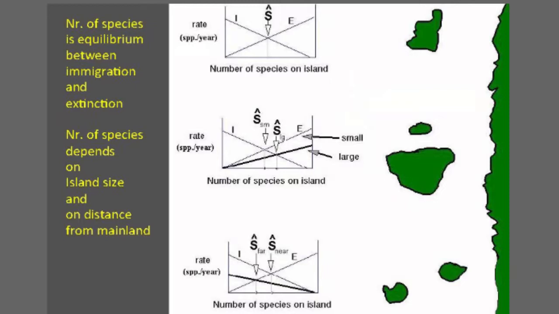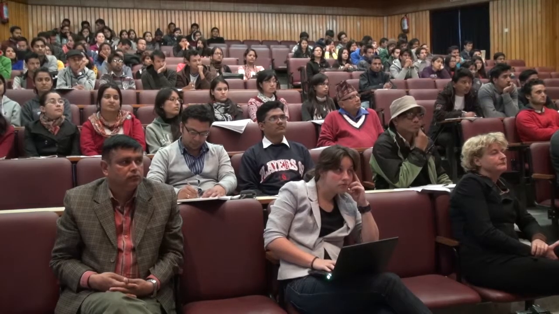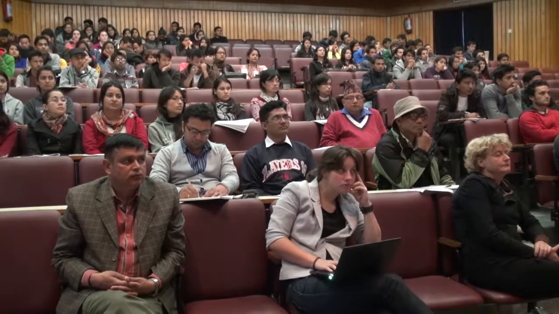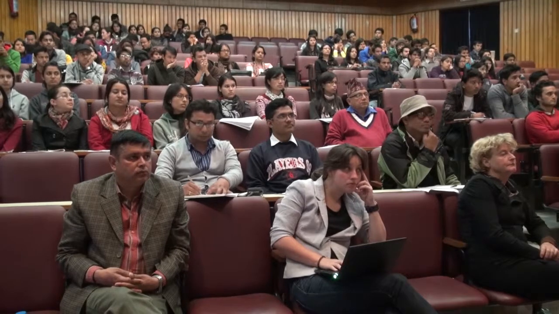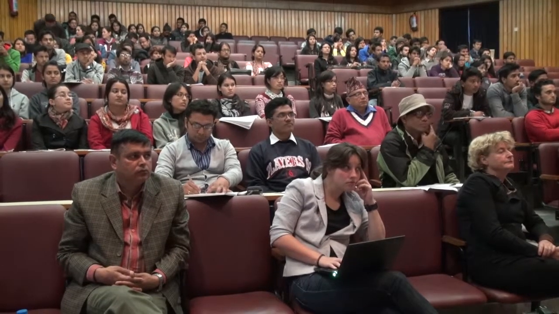And you can also play around with the distance to the mainland. You can say, okay, what happens if we decrease the distance to the mainland? Then there are more immigrants coming in. Then the equilibrium moves to the right, and then you have more species. So they have a very simple linear model, and by shifting these lines, you can see where the equilibrium comes out.